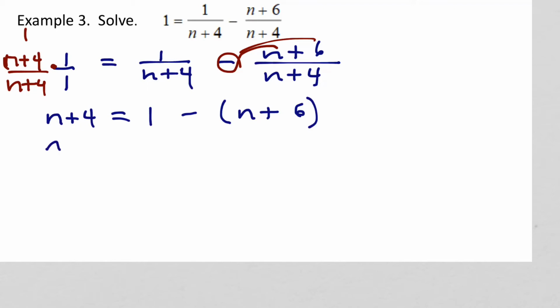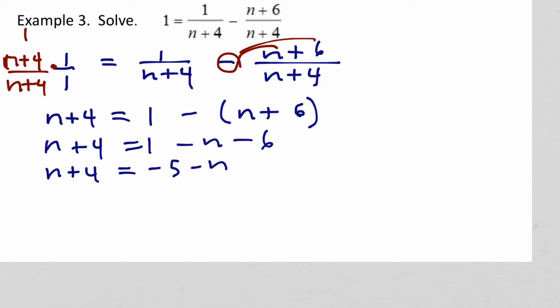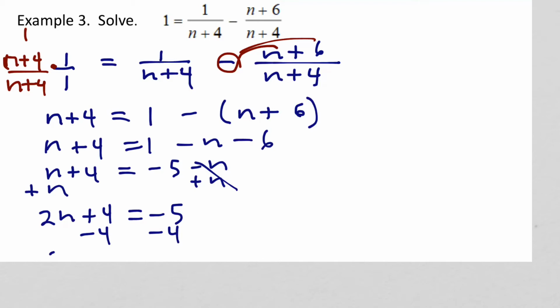So I have n plus 4 is equal to 1 minus n minus 6. All right, so this is n plus 4 is equal to 1 minus 6. That's negative 5 minus n. So let's bring all the n's over to one side. So I've got 2n plus 4 is equal to negative 5. And I will bring the 4 over to this side. I've got 2n is equal to negative 9, and then divide by 2. So n is equal to negative 9 over 2.